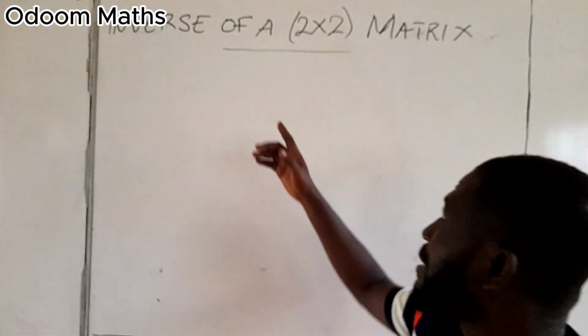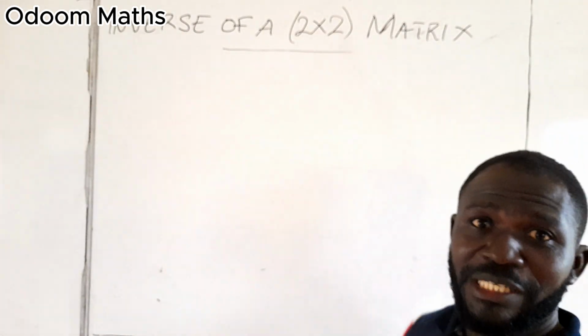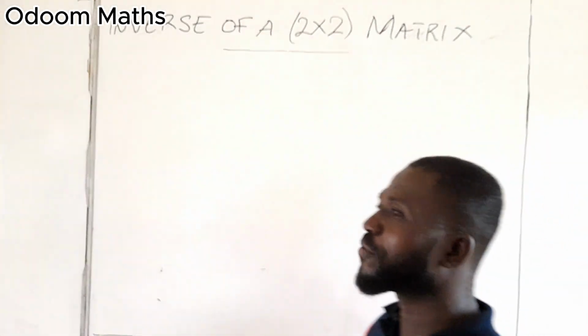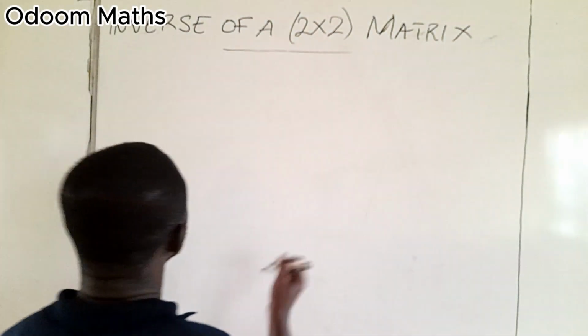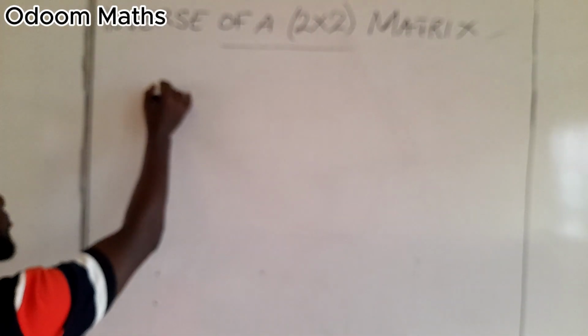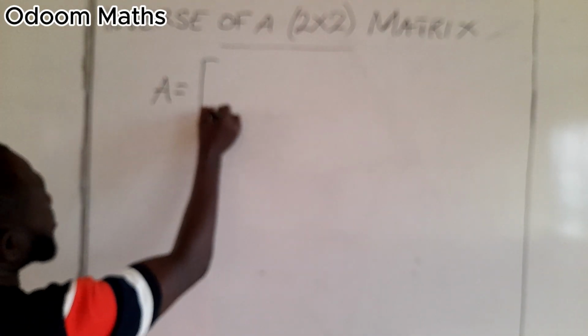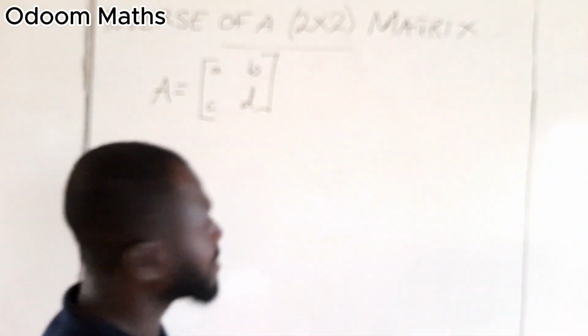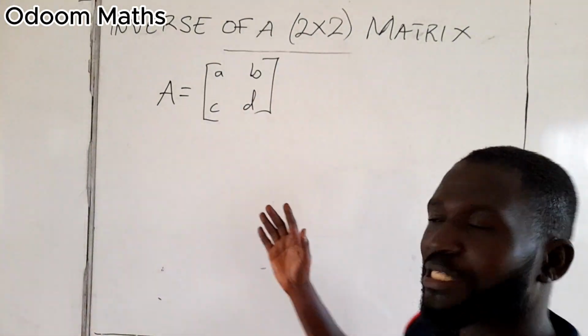Today I want us to look at the inverse of a 2 by 2 matrix. Let's say we have the matrix A equal to A, B, C, D as the elements. How do we find the inverse of this matrix?